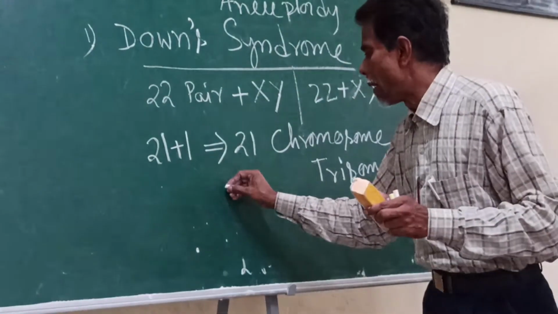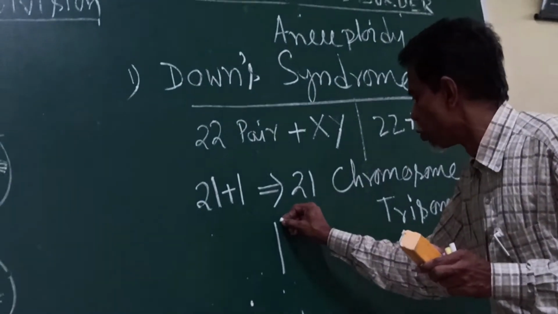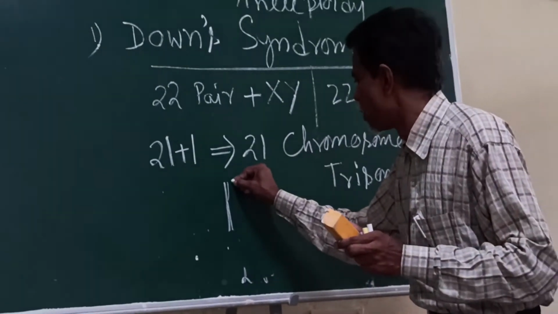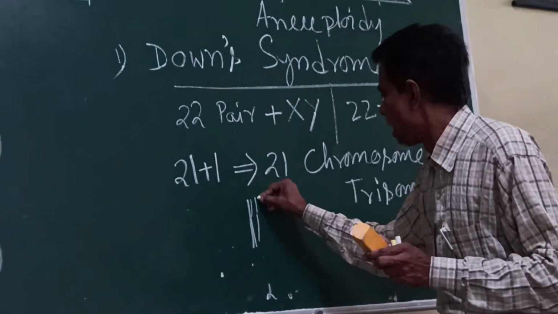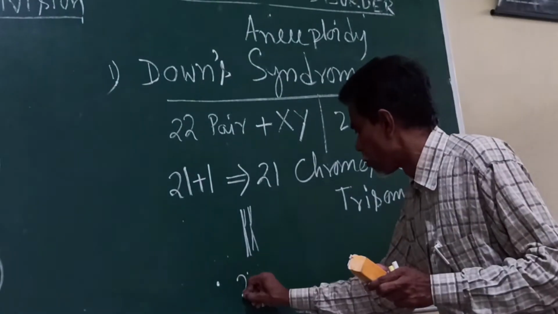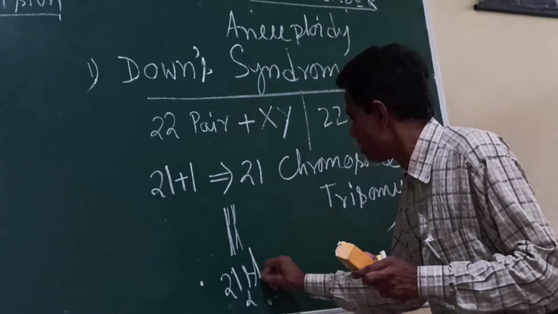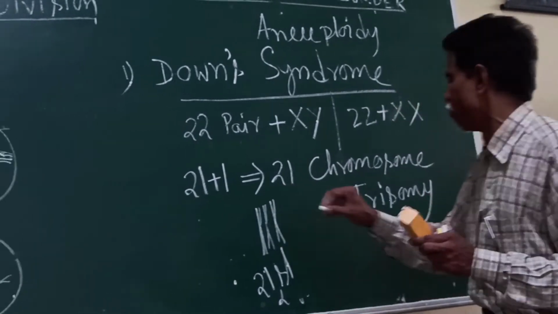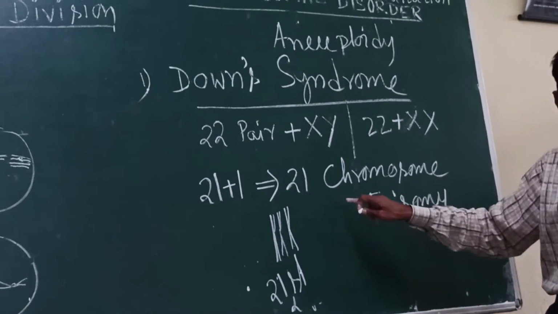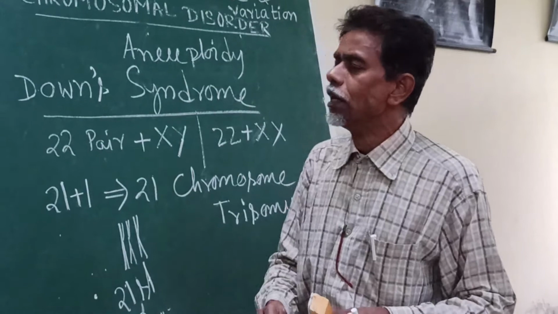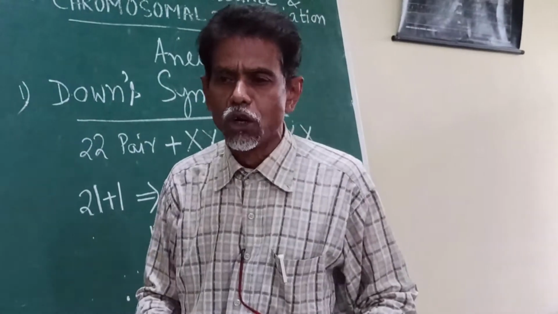Means instead of having two sets of chromosomes, one set we get from the mother and another set we get from the father, at the 21st chromosome there is an additional chromosome. This is what we call 21st trisomy.